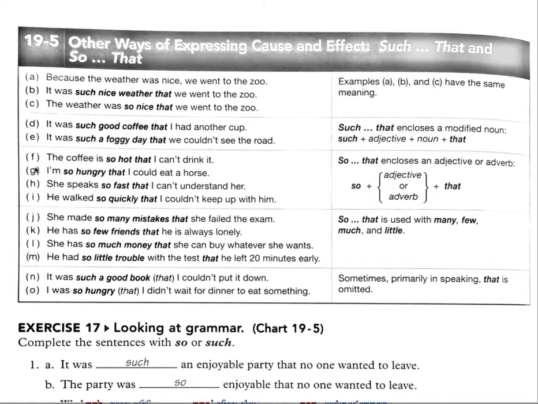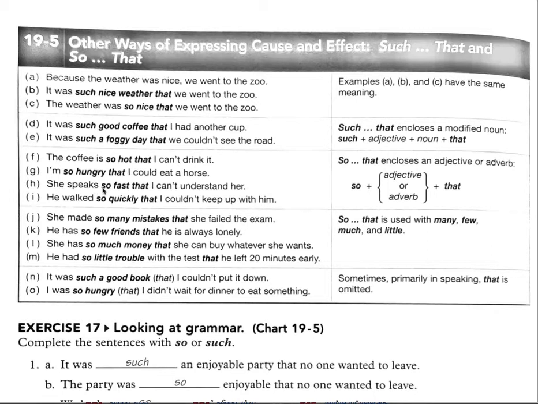We look at examples F, G, H, and I. This is using so and that. The coffee is so hot that I can't drink it. Here we're using so and that. In the middle, adjective. Letter G. I'm so hungry that I could eat a horse. So and that. Hungry is your adjective.